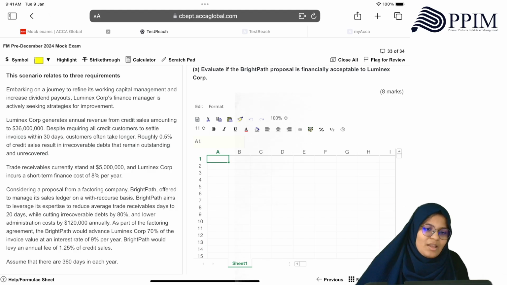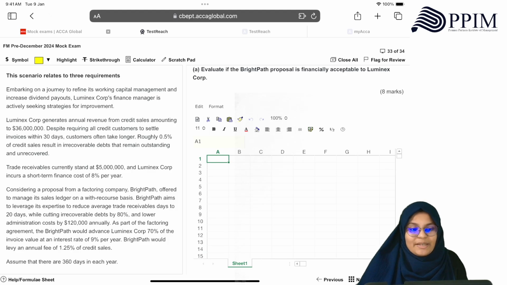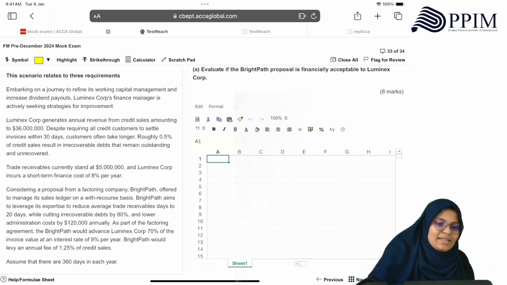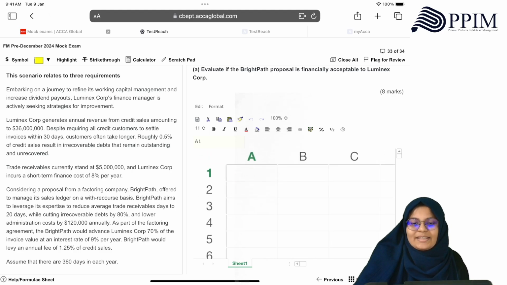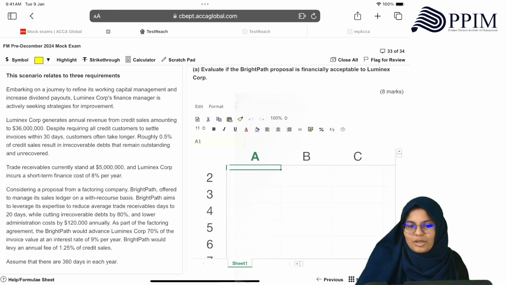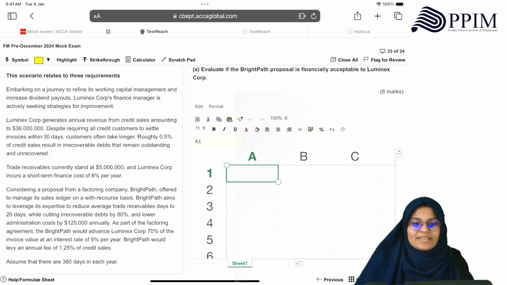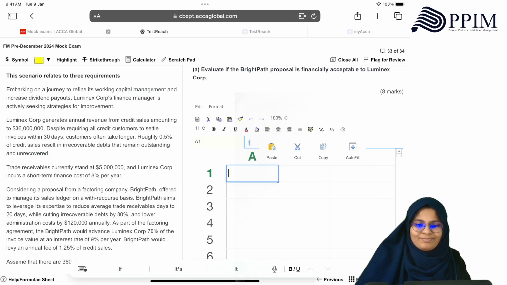Okay, right, so there is going to be an admin savings. As part of the factoring agreement, Bright Path would advance Luminex Corp 70% of the invoice value at an interest rate of 9% per year, and they charge a fee of 1.25 of the credit sales. Assume that there are 360 days in the year. Okay, so they are asking, is this proposal that Bright Corp is proposing financially acceptable or not? Let's see. Let's see the cost that we will incur if we manage in-house.